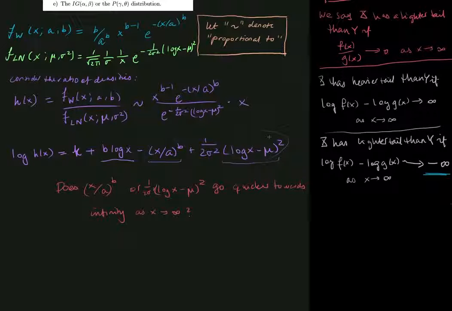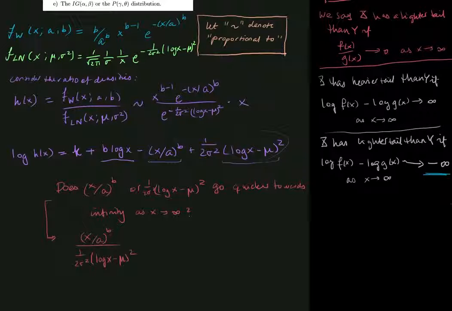And one way to do that is to look at the ratio of x divided by a to the b over 1 over 2 sigma squared multiplied by log x minus mu squared, right? Because if this ratio goes towards 0, then that means the denominator tends towards infinity quicker. If this ratio goes towards infinity, it means the numerator tends towards infinity quicker. So what does this go towards?